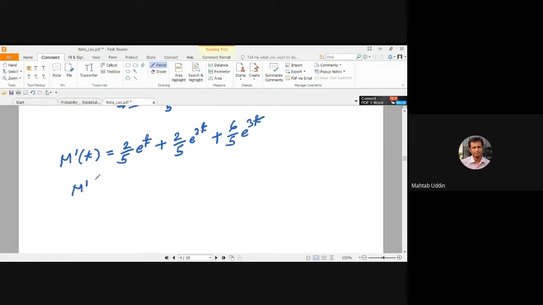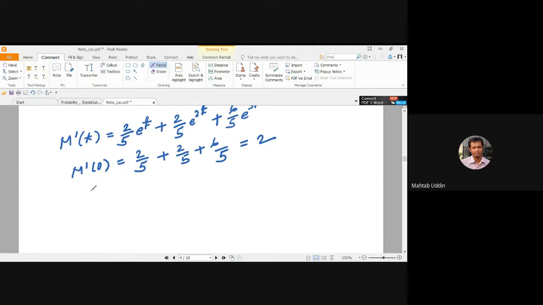So M dot of 0 is 2 by 5 plus 2 by 5 plus 6 by 5, which is 10 by 5, equal to 2. Then M double prime of t is 2 by 5 e to the t plus 4 by 5 e to the 2t plus 18 by 5 e to the 3t.